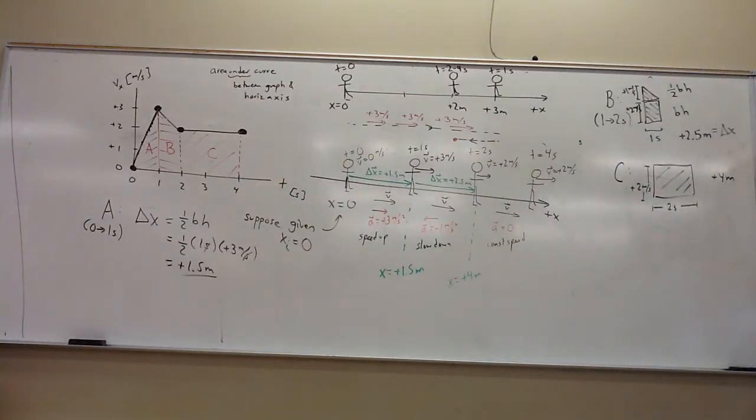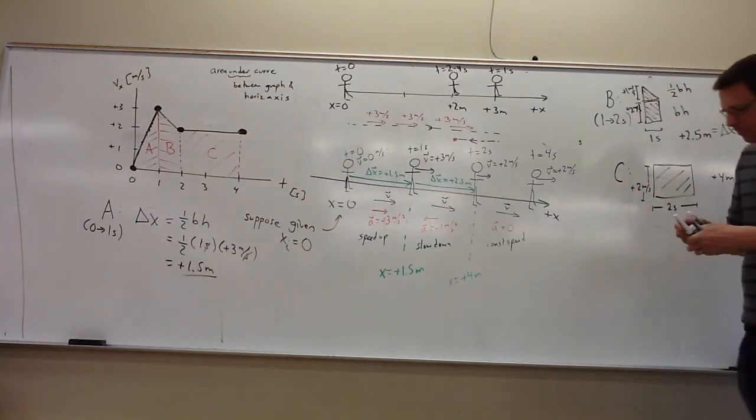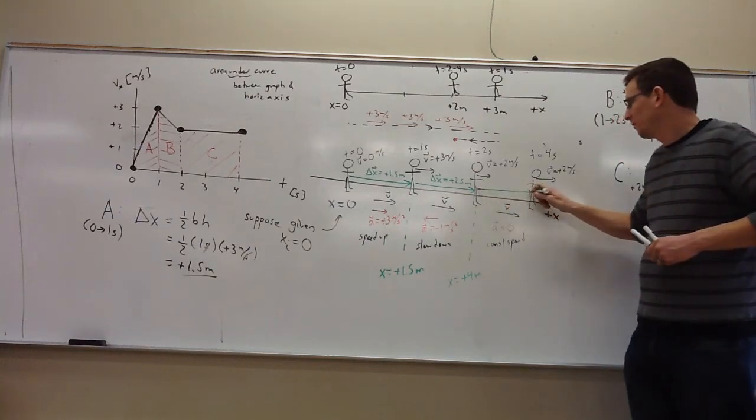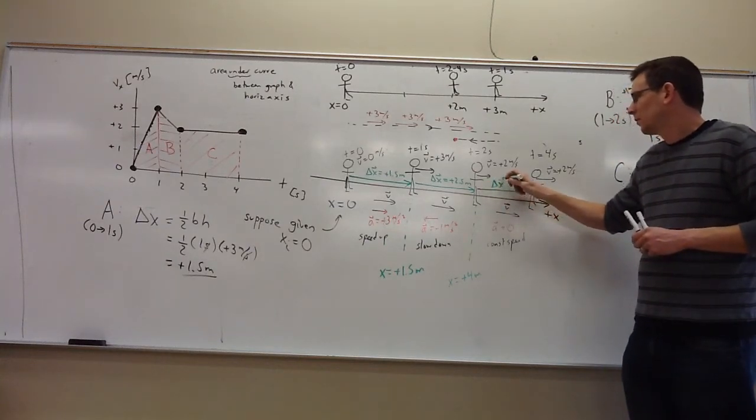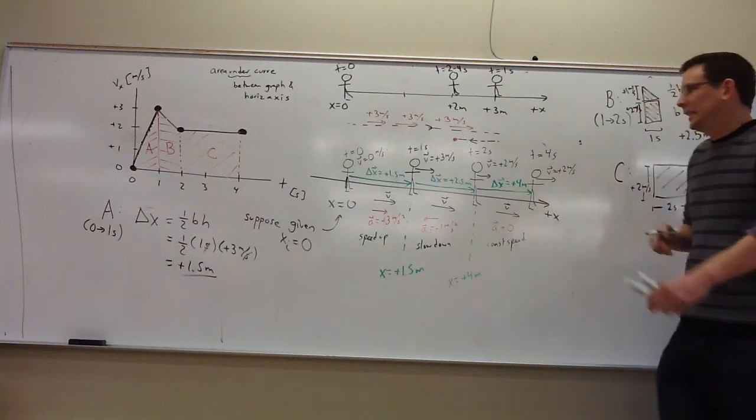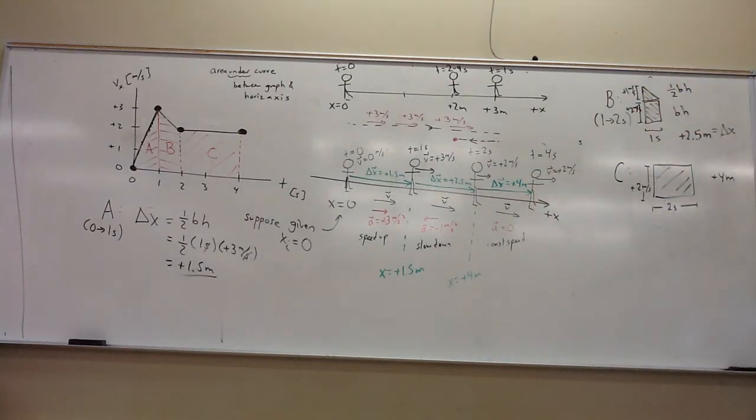So that's my displacement for the last bit, from here to here. So displacement is something that I did. Displacement describes what happened in the last 2 seconds. But my final position is not 4. What is it? 8.